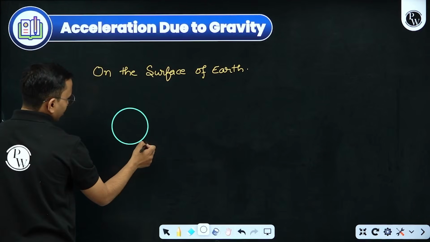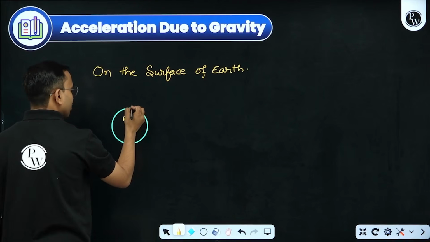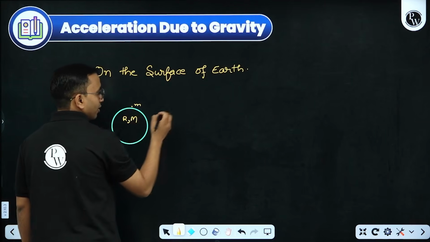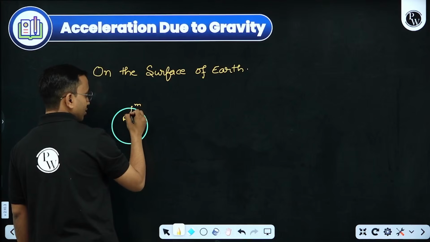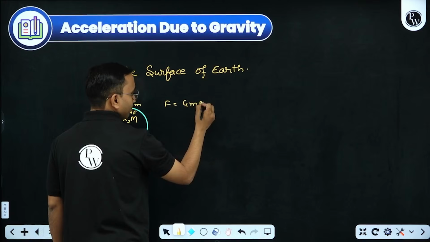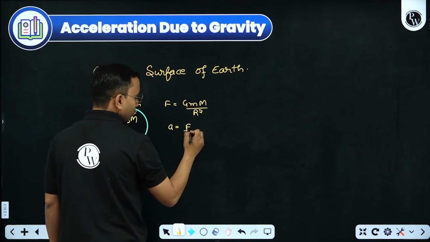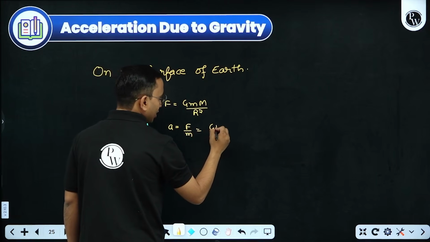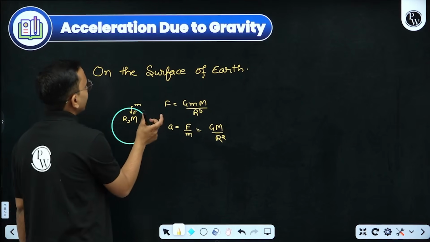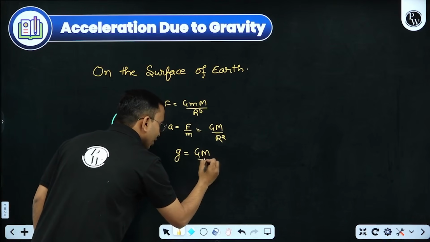So this is my earth, radius is r, mass is m. Consider a point mass near the surface of Earth. So how much will be the force on that? Let us take this mass as small m. So the force on this, towards the center, F, will be G m m by the distance square. If you write the acceleration, that is force by mass, that will become G into m by r square. This is my acceleration due to gravity, small g. So small g comes out to be GM by r square.